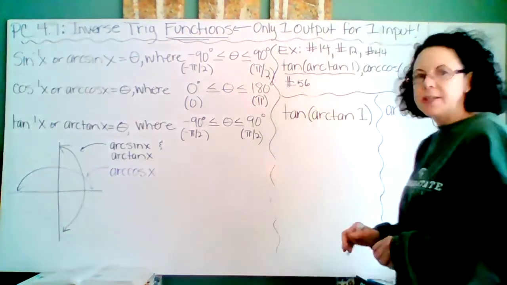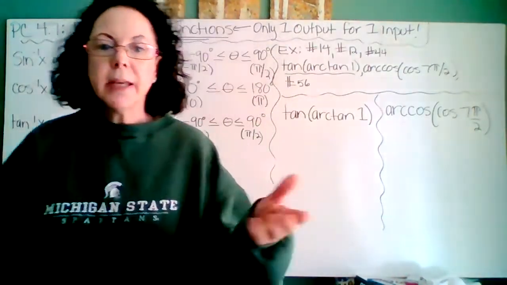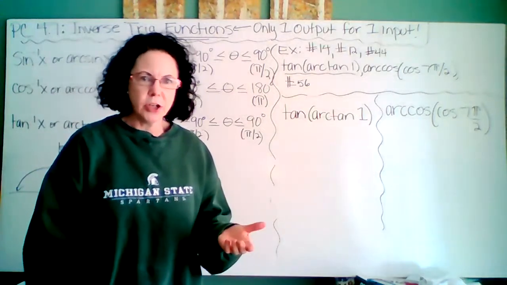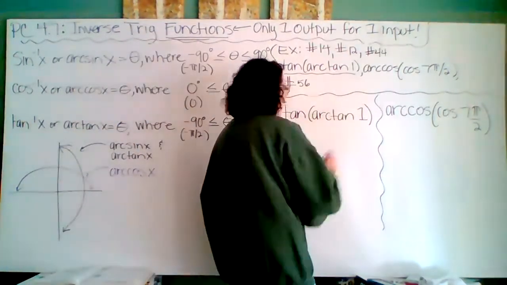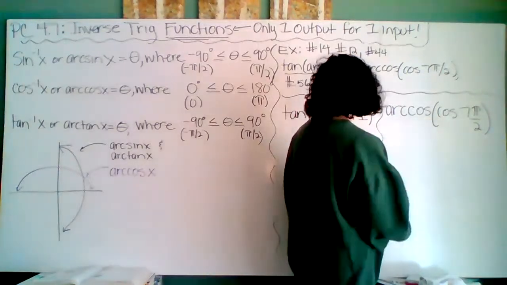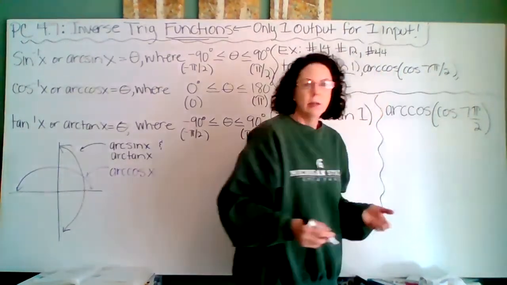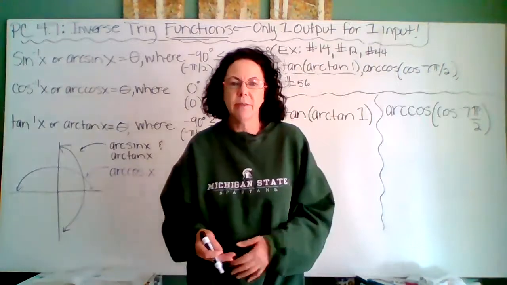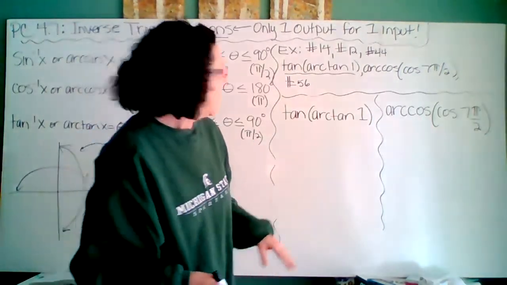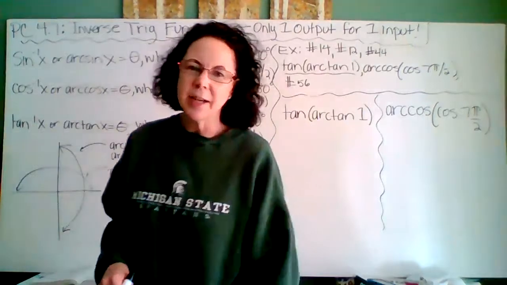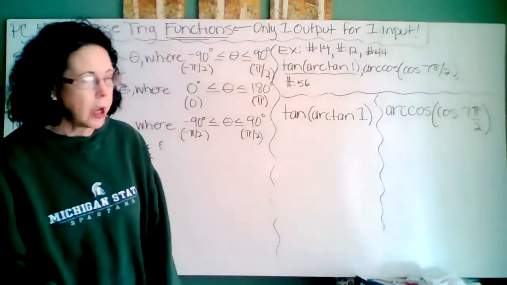I wanted to show you these two problems because tangent and inverse tangent are obviously inverses of each other. You would think it would just cancel and leave you the 1. Same with arc cosine and cosine, right? They cancel and would leave 7 pi over 2. That works here. It does not work here. We do have to evaluate these separately. Let's find out why.